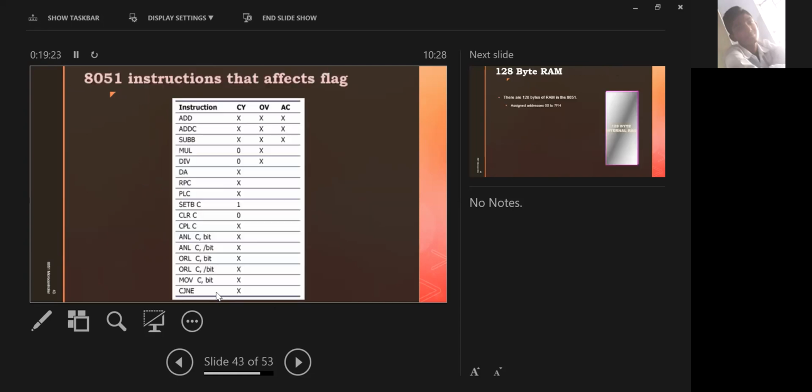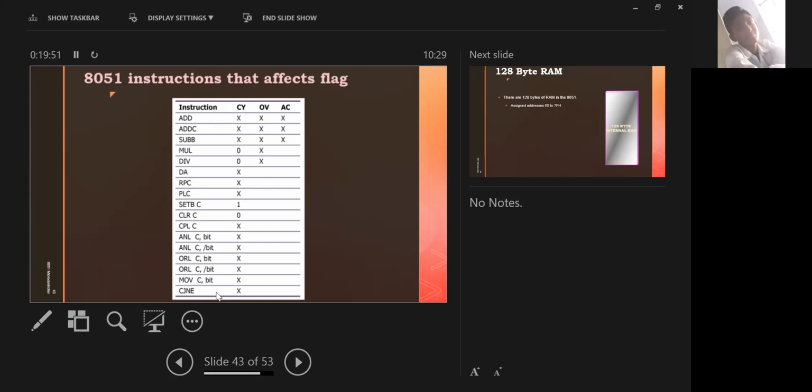And then, 8051 instructions that affect flags. Now these are some of the instructions. We need to study these instructions in depth because we are using them. So we have this ADD. Now these flags are affected: carry, auxiliary carry, and overflow, right? So whenever we have a number which is extending, or we have a carry or, say, borrow, then this add instruction is there.